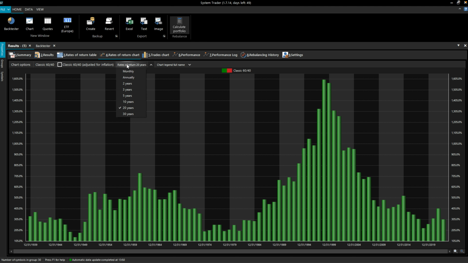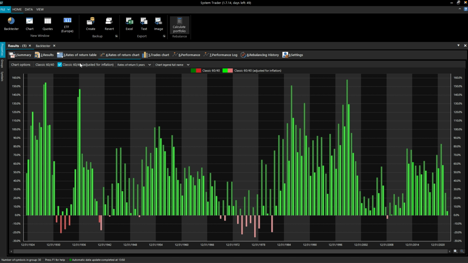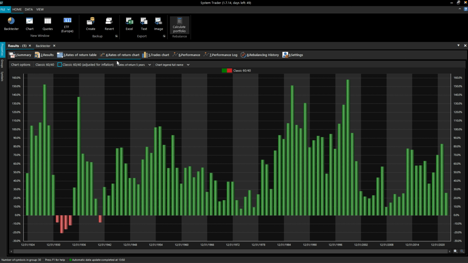So like I said, 20 years here, but you can select 5 years, for example, and then you can see that even in nominal terms, after 5 years, there were quite often cases where we could have a loss, not to mention inflation, because if we include inflation, then it's not that rare to see that after 5 years of investing in 60-40%, we would have a loss.